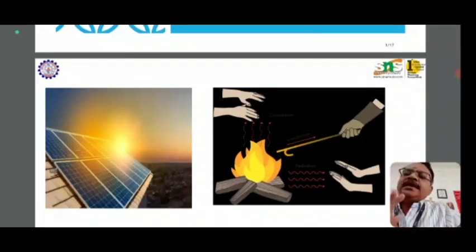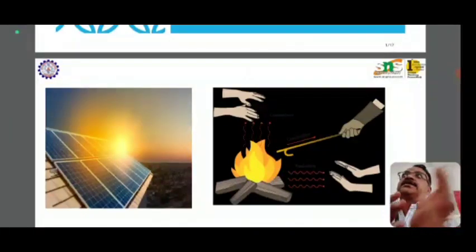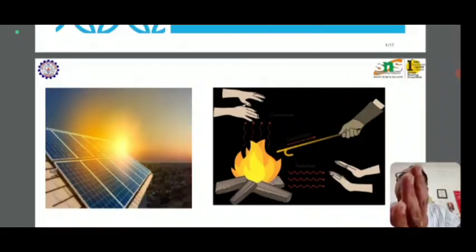Now, the earth receives the heat energy from the sun. We all know that there is no medium between the sun and the earth, but we receive the heat energy from the sun. So what is the mechanism of heat transfer taking place here? So the heat energy is transferred from the sun to the earth by means of electromagnetic waves.